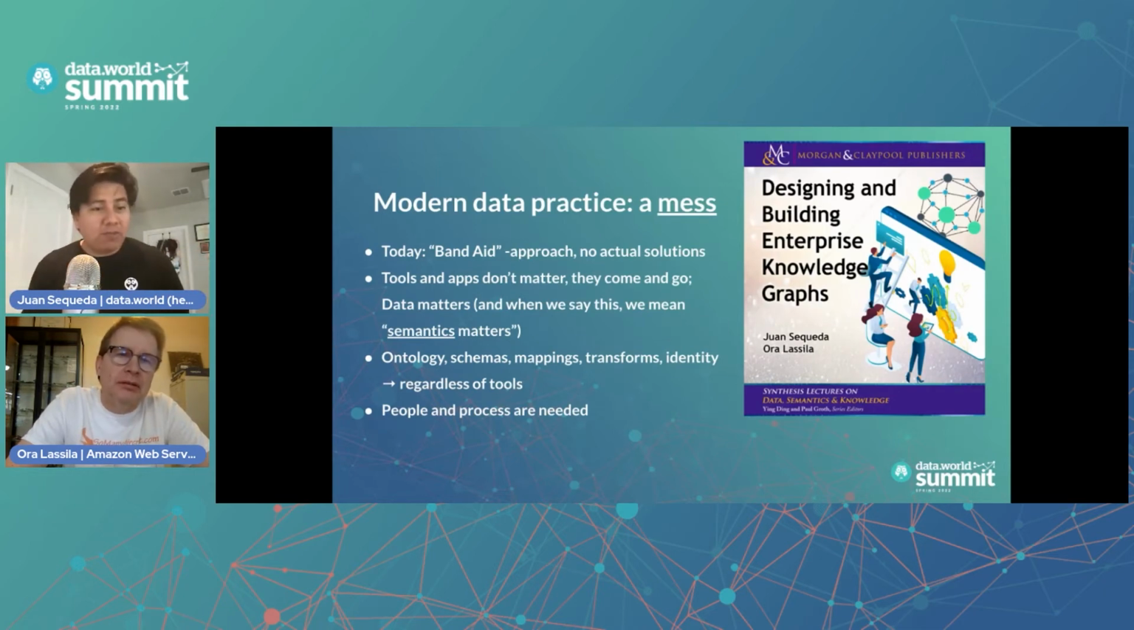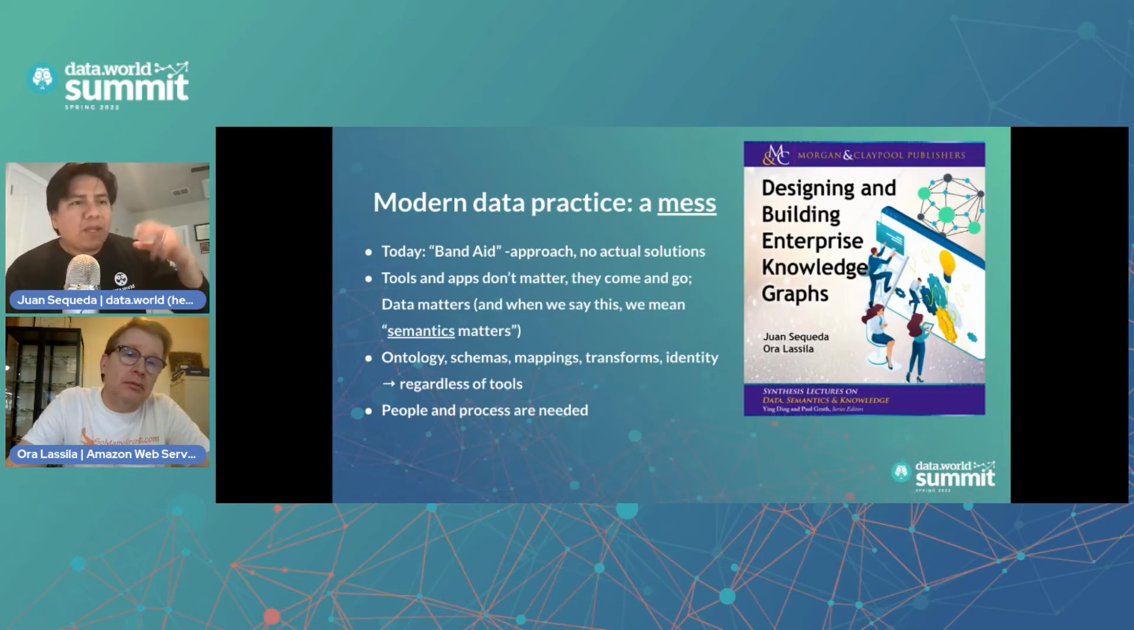People don't do the documentation. There's no information about what this actually means, right? So that's this big mess that we're in. This is the application centric world that we live in. And this is the switch.